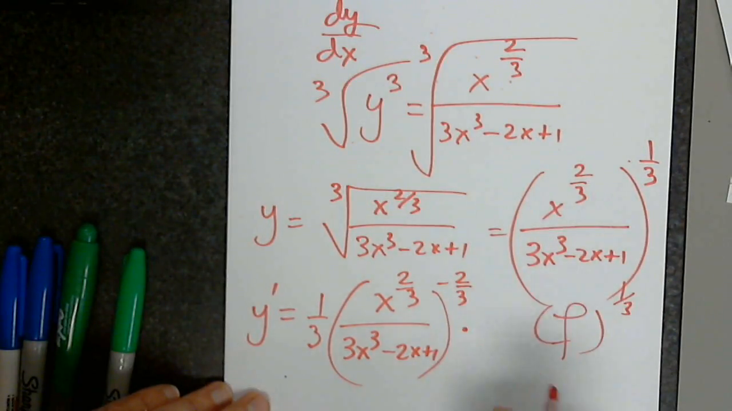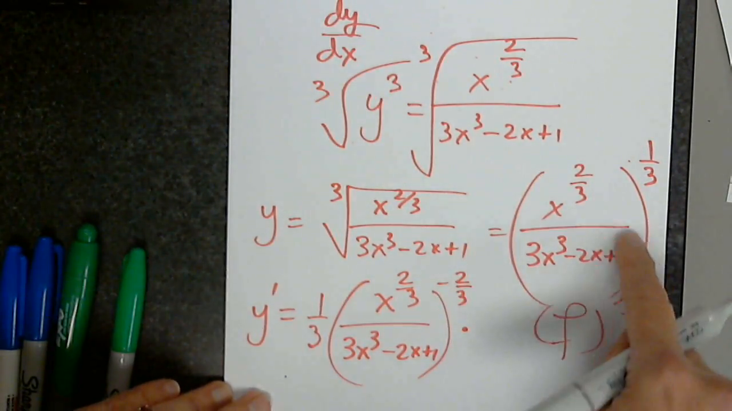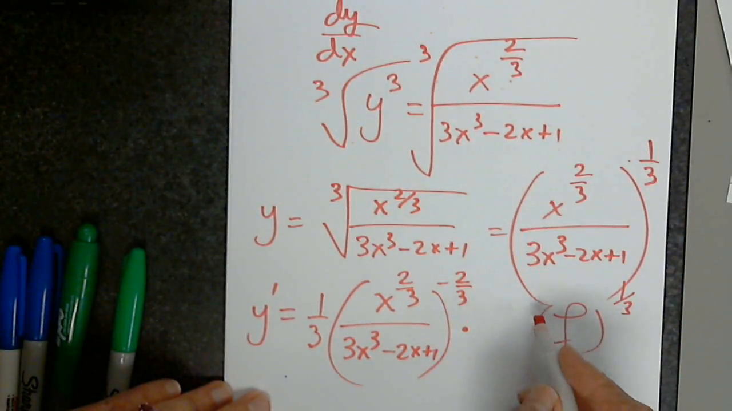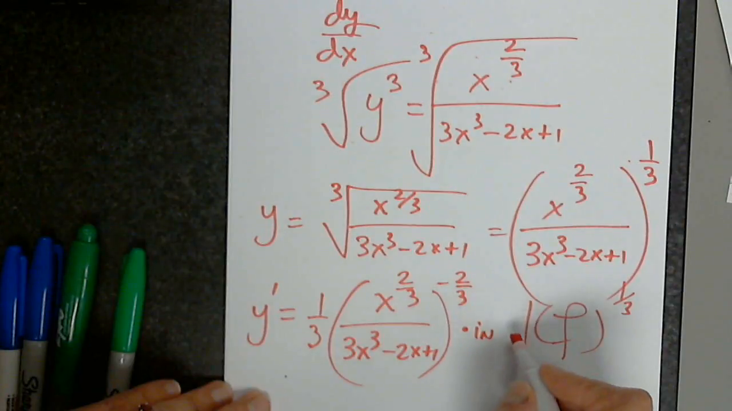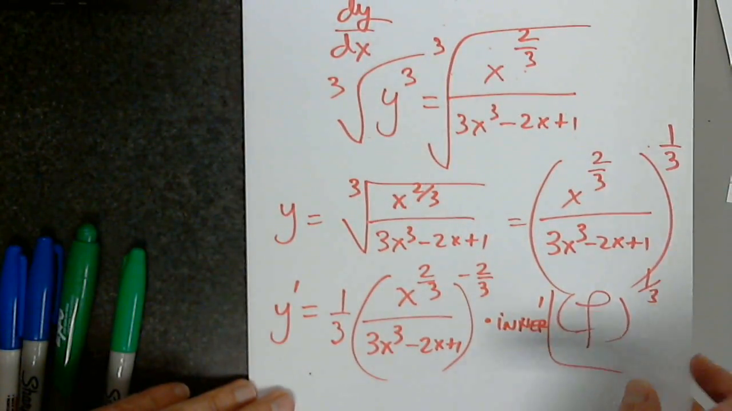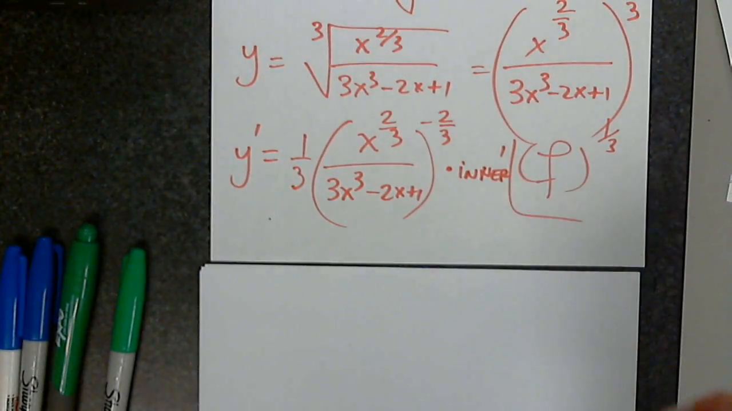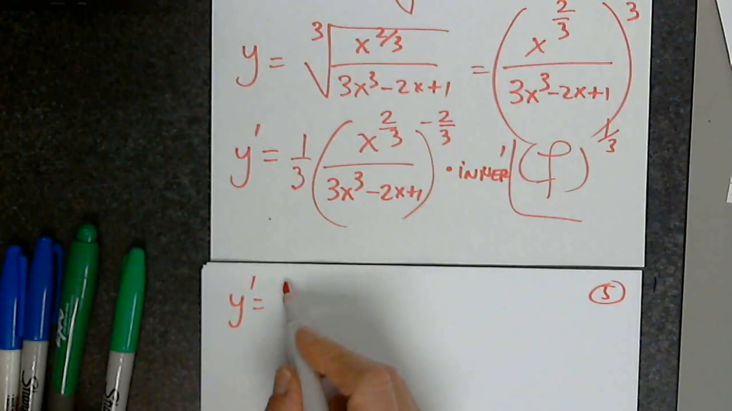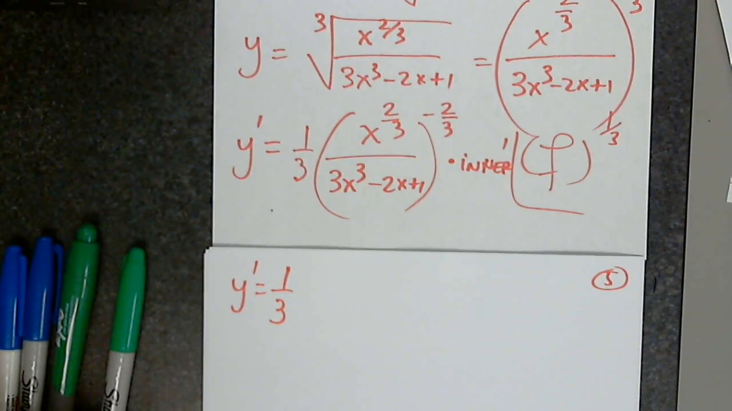And now I have to multiply this by this prime. Since I don't have room here, I'm going to say the inner function prime. So now I will continue and write it again. Maybe it's easier for everyone to see, so I'm going to copy this.